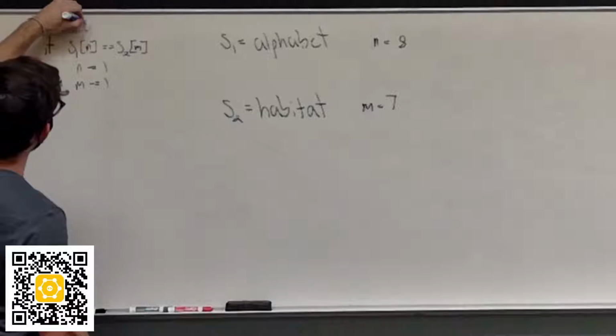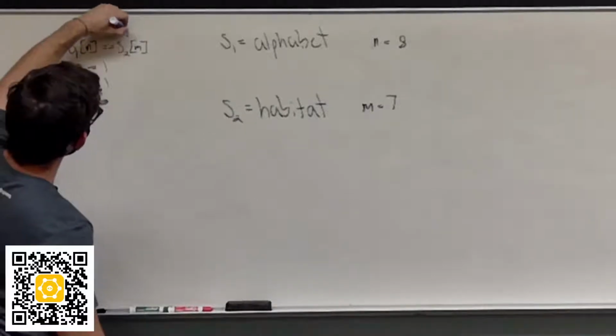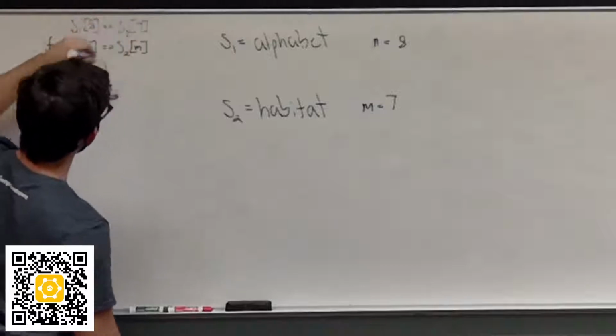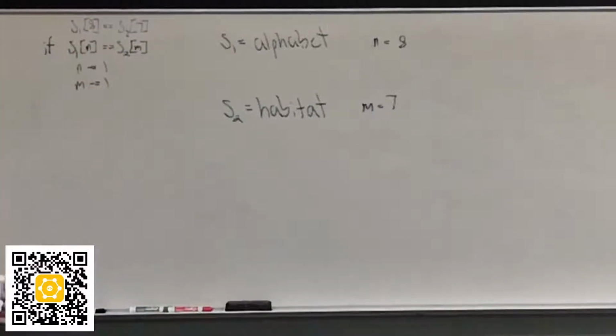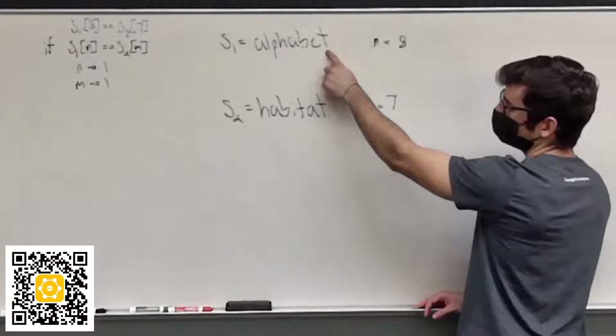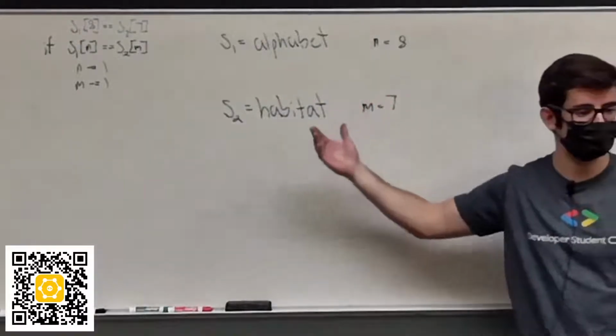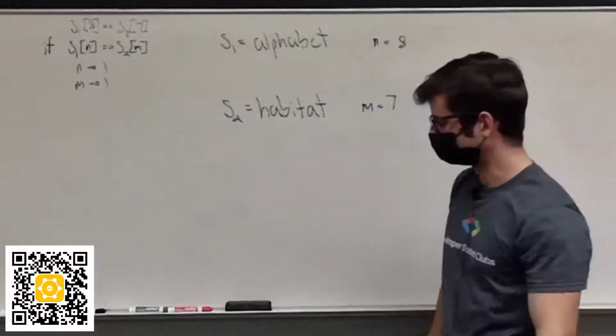AKA S1 of 8 equals S2 of 7. What is this going to return? There was a match. It's going to return that there was a match. Perfect. It's going to return true, because S1 of 8 is this t, and S2 of 7 is this t. And those characters are equal to each other, so it's going to return true.